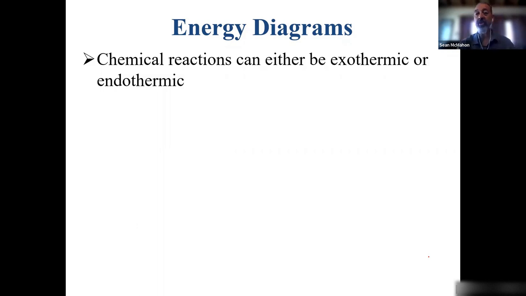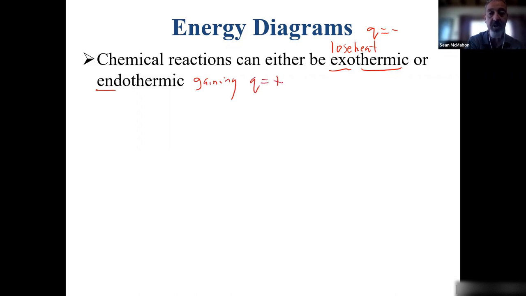An exothermic, so I want you to use your prefixes and your roots. Exo, exoskeleton, outside. Exit, leave. Exothermic means you lose heat. And when you lose heat, Q is negative. Anytime you lose something, it's negative, right? If you lost money, that'd be negative. An endothermic reaction, endo, right? Enter, right? Entering means you're gaining heat or absorbing. And that would be Q equals positive, your heat is positive.